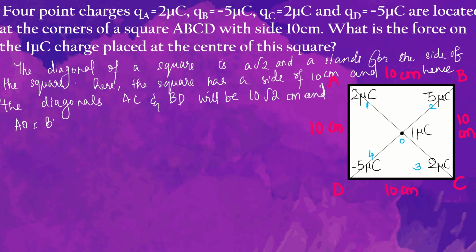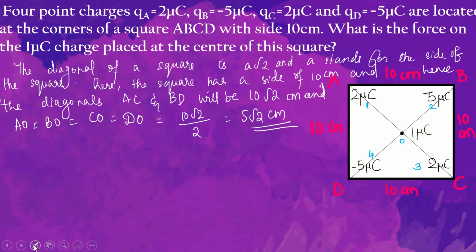AO equals BO equals CO equals DO, and each will be 10 root 2 by 2, which is 5 root 2 centimeter. We will need these sides for calculations, which is why I have written this for you. Don't write this in your exam paper, just write it aside so that when you go through the question you will understand how you got 5 root 2. Now coming on to the main part.